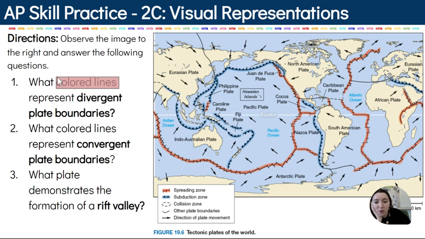Okay, so the red lines represent divergent plate boundaries. The blue lines represent convergent plate boundaries. And what plate demonstrates the formation of a rift valley? The African plate, which is right over here. So how would we know it's the African plate? Rift valleys form on divergent plate boundaries. So we're looking for a red colored line, on continental crust, so we're looking for plate boundaries that are happening on continental land masses. And we got it right here.